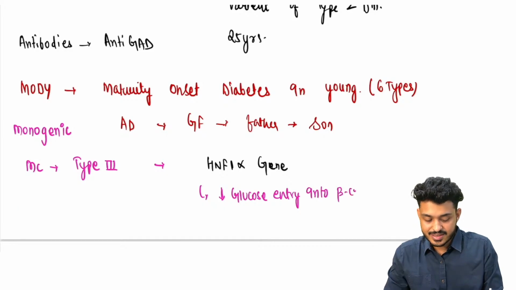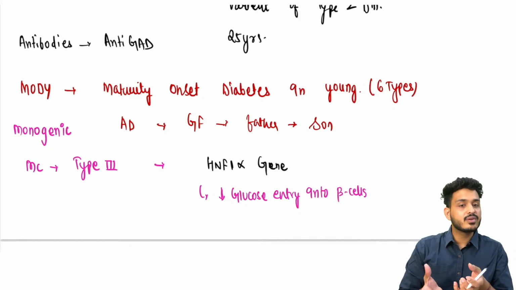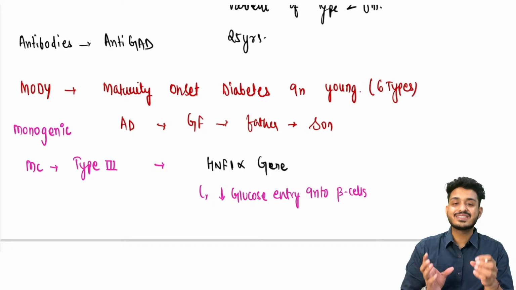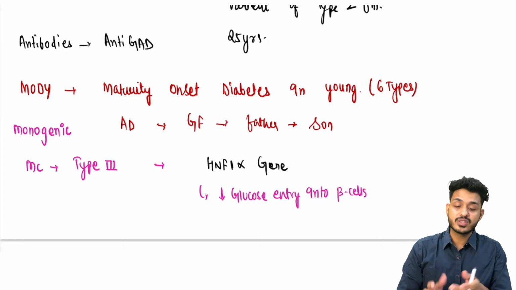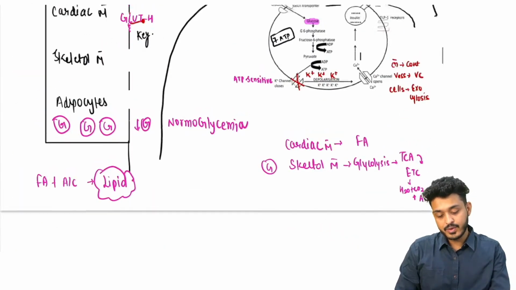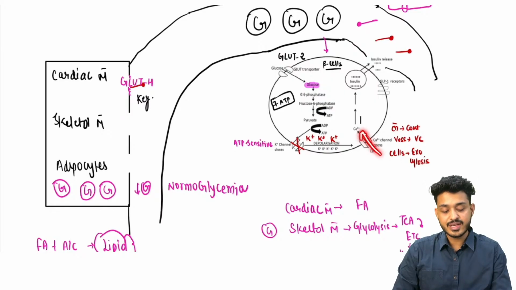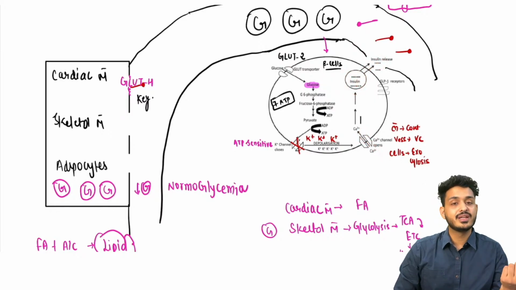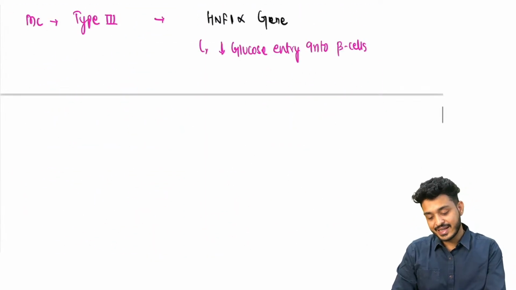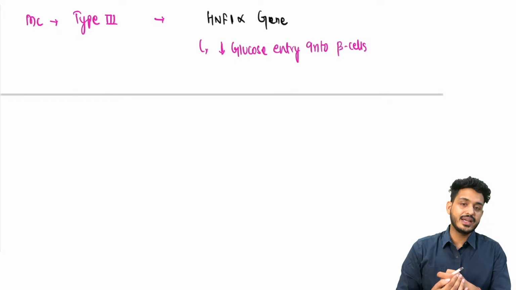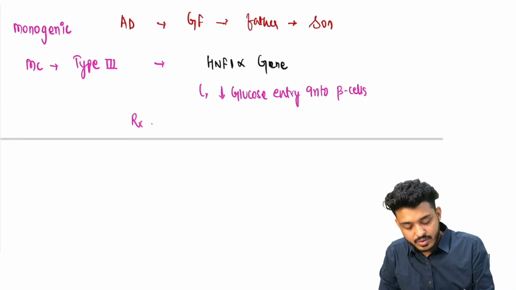So just try to understand now, if glucose entry is decreased in the beta cell, do you think there will be glycolysis? If there is no glycolysis, there will be no ATP formation. If there is no ATP formation, do you think this potassium channel is going to get closed? No. If this channel is not getting closed, no calcium will come inside, no insulin will go outside. Simple story, right? So here you will have a decrease in glucose entry into the beta cell. Glucose entry is restricted.